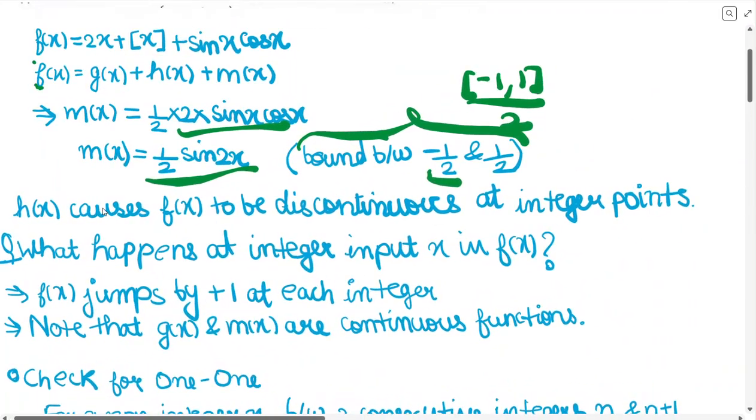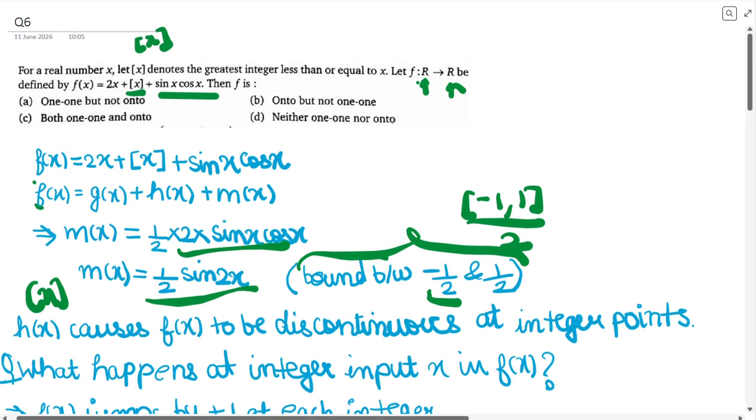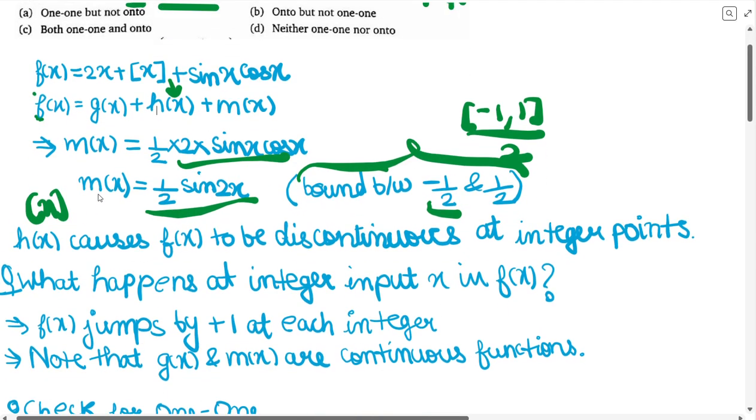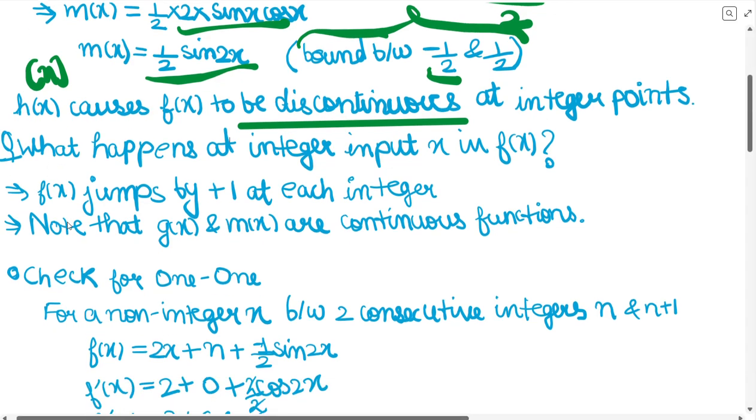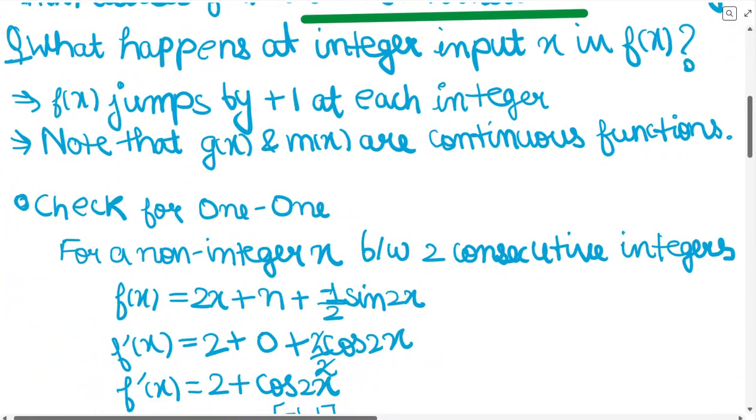It is bound. So now h(x) causes f(x) to be discontinuous at integer points. So what is h(x)? h(x) is the greatest integer of x, right? Which we broke down initially. So what happens at integer input x in f(x)? Why are we saying it will be discontinuous because of h(x)? Let's prove it right now. So f(x) jumps by plus 1 at each integer, because of the greatest integer of x.